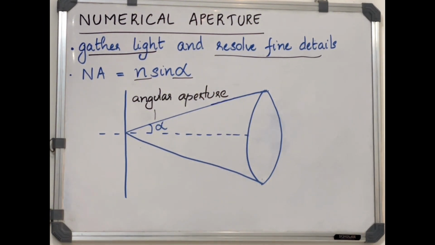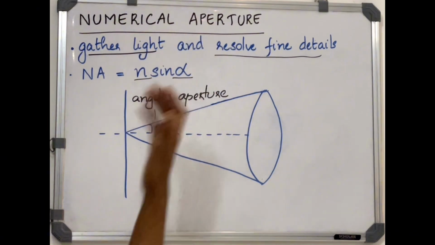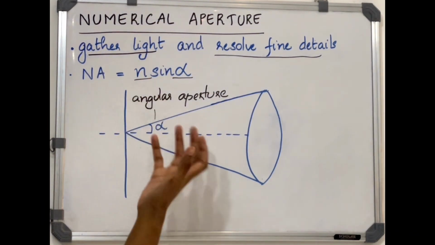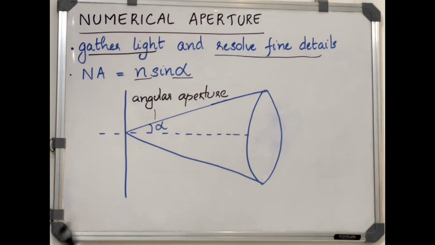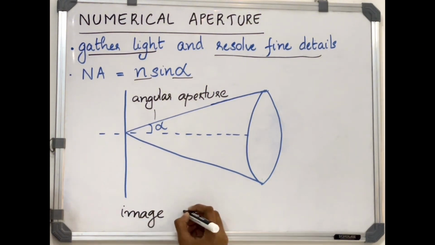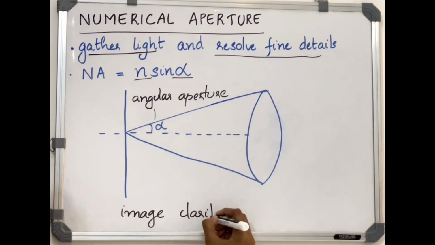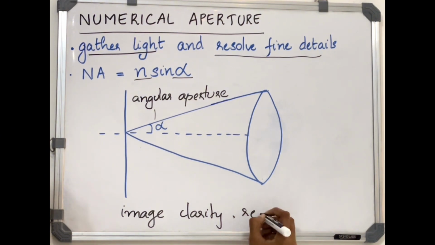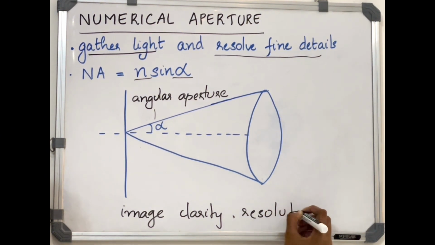So now if a microscope has high numerical aperture, that means the microscope will gather more light, it will resolve the fine details, thus resulting in improved image clarity and resolution.